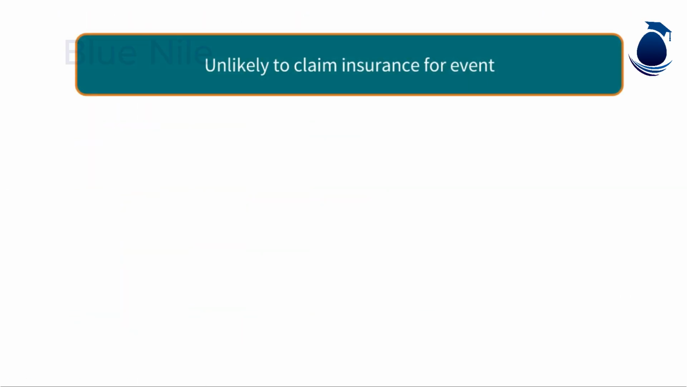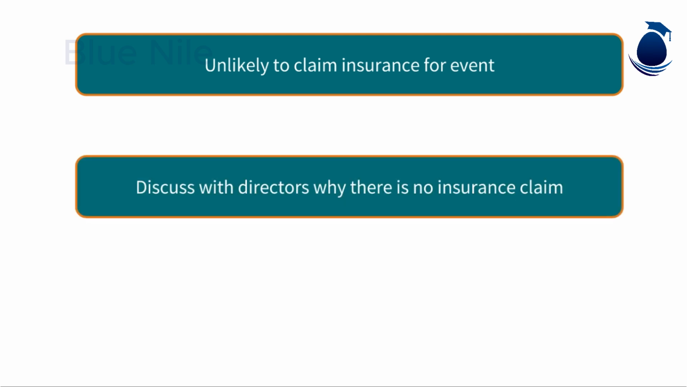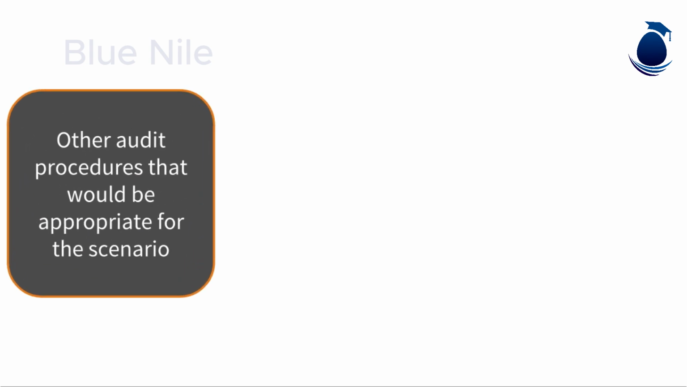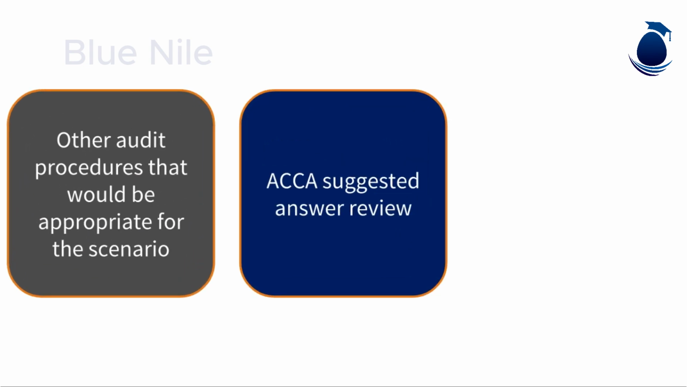The scenario tells us that they are unlikely to claim on their insurance for this event. The auditor should discuss why there is no insurance claim with the directors and even inspect the insurance cover to verify this. As with the first event, there are other audit procedures that would be appropriate for the scenario. The ACCA suggested answer has plenty for you to review.